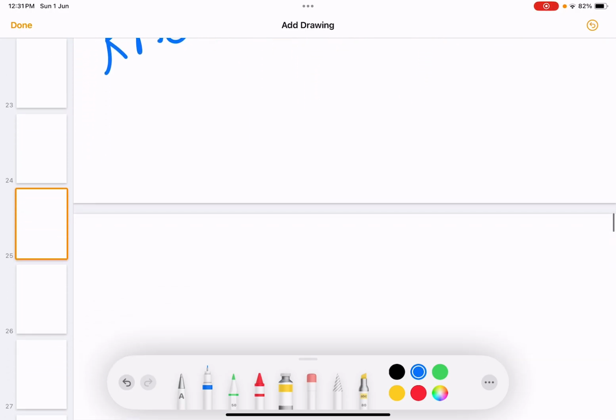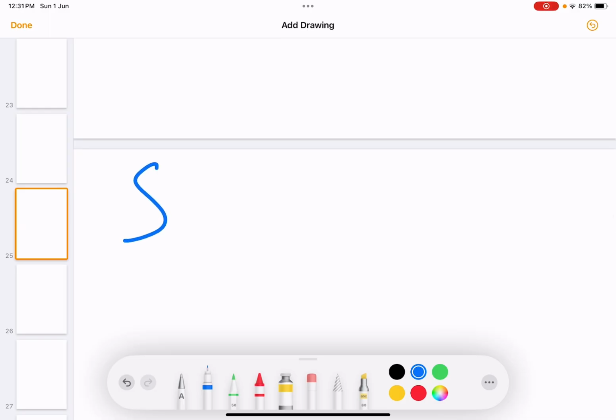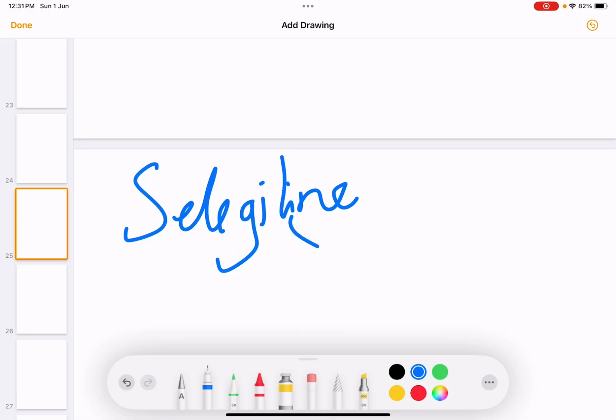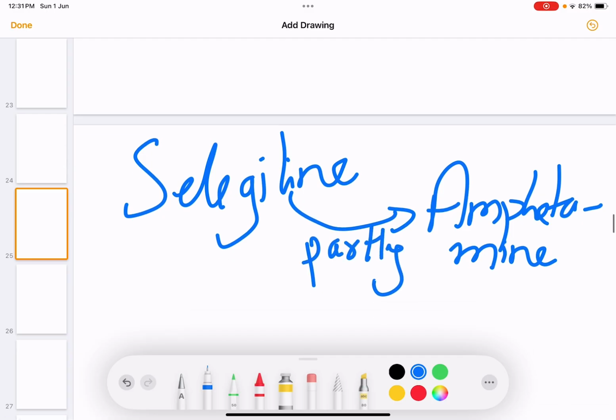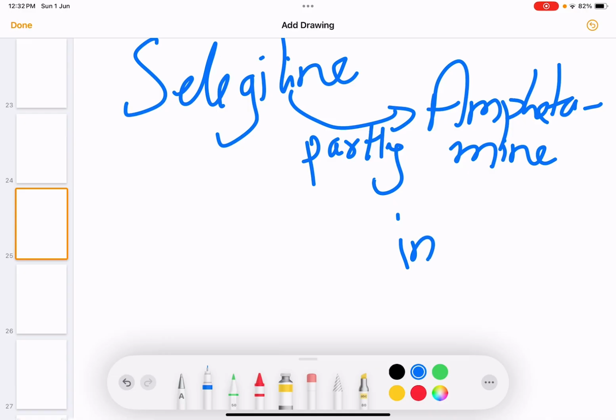Now this selegiline is partly converted to amphetamine, and it can cause insomnia and excitation. So this selegiline is partly converted to amphetamine and it can cause insomnia and agitation.